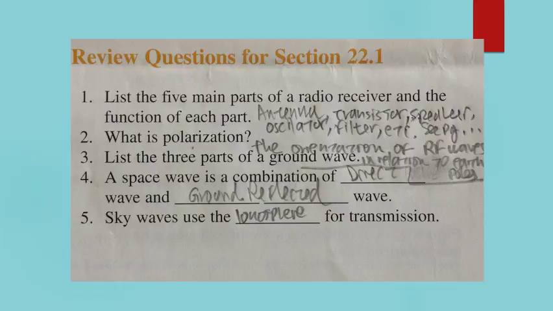Question 3, list the three parts of a ground wave. The parts of the ground wave are the surface wave, the direct wave, and the ground reflected wave. And question four, a space wave is a combination of only the direct wave and the ground reflected wave.